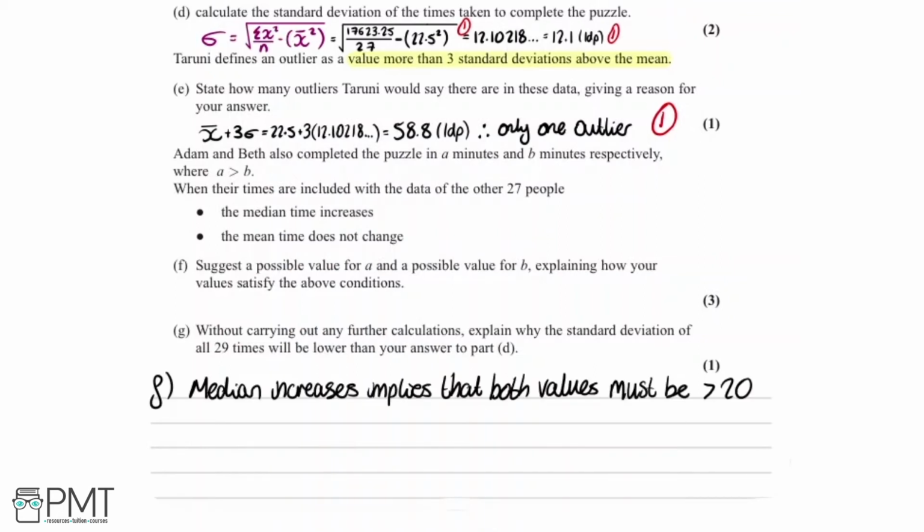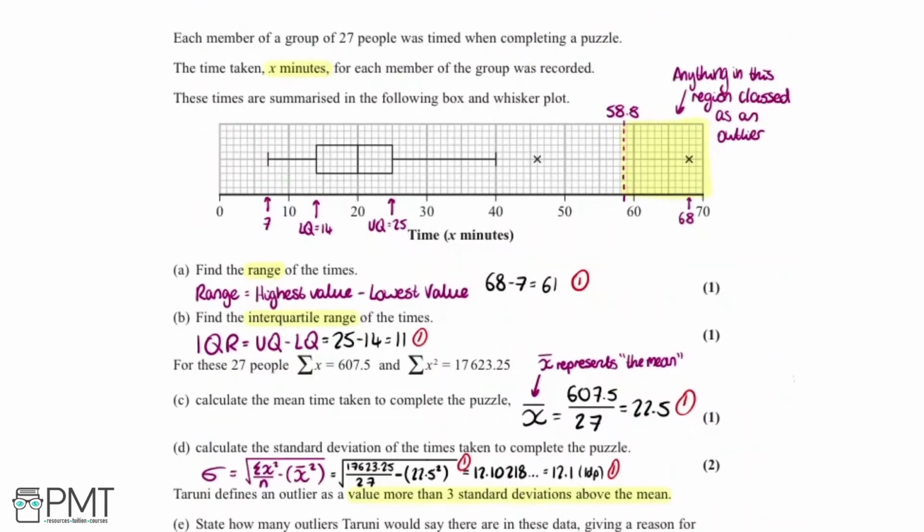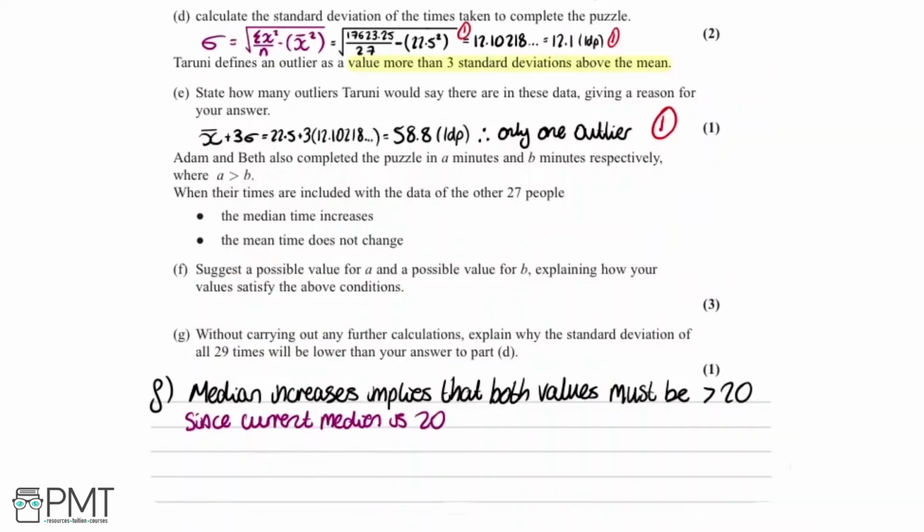So firstly, the fact that the median increases implies that both values must be greater than 20. And we can see this by referring back to the diagram at the top. We can see here the median is 20. And if we have one value that's greater than 20 and one value that's less than 20, then the median is going to stay the same, because it's the middle number when you line all of them up. So it wouldn't make a difference. If you have both the values less than 20, then the median will go down. So you need both of them above 20, which means the median goes up.